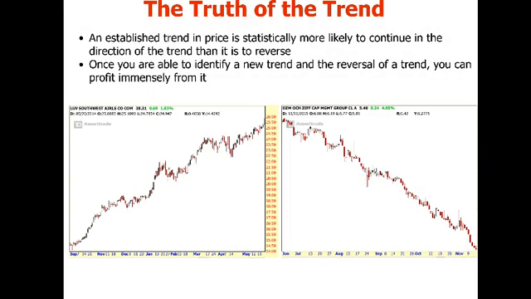Let me tell you what's the truth of the trend. One of the most important principles in trading and investing is that an established trend in price is statistically more likely to continue in the direction of the trend than it is to reverse. So once you're able to identify a trend, whether it's an uptrend or a downtrend, and you can identify when the trend reverses, you can profit immensely from it. In fact, that's how lots of money is made in the markets.